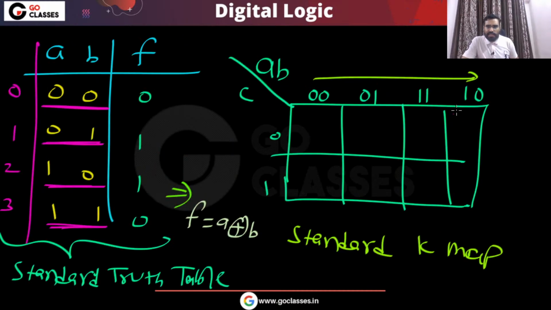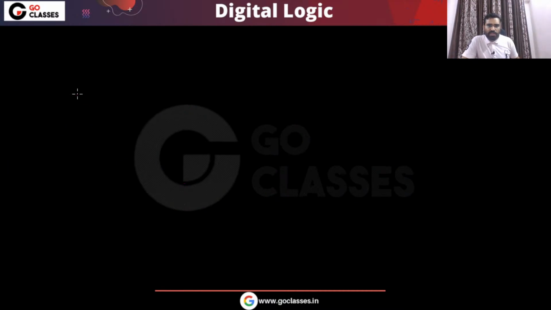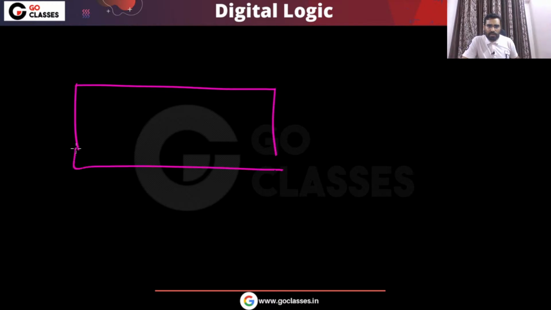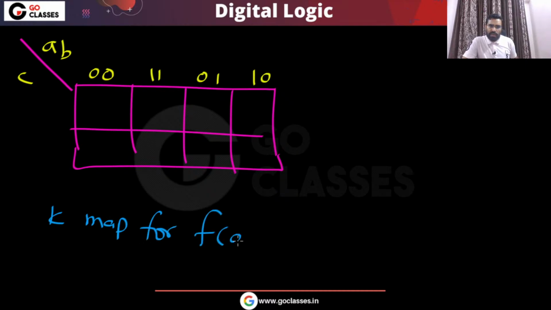Similarly, this is a standard k map, but if I give you some other k map, not the standard, then how will you find the function? Let me give you some other k map, for example, like this: 0 0, 1 1 1 1, 0 1 1 0. Consider this k map for f of a, b, c. Let's assume I am filling this k map like this: 0 1 1, 0 1 0 1 0.